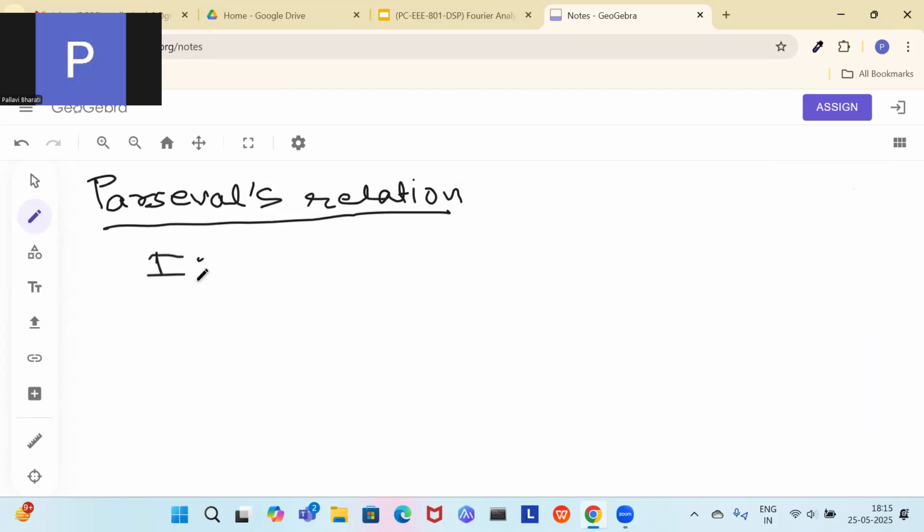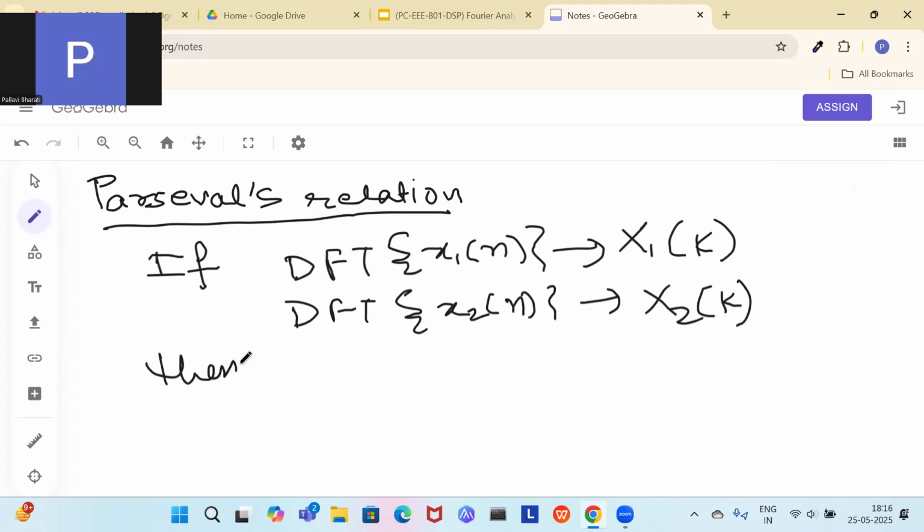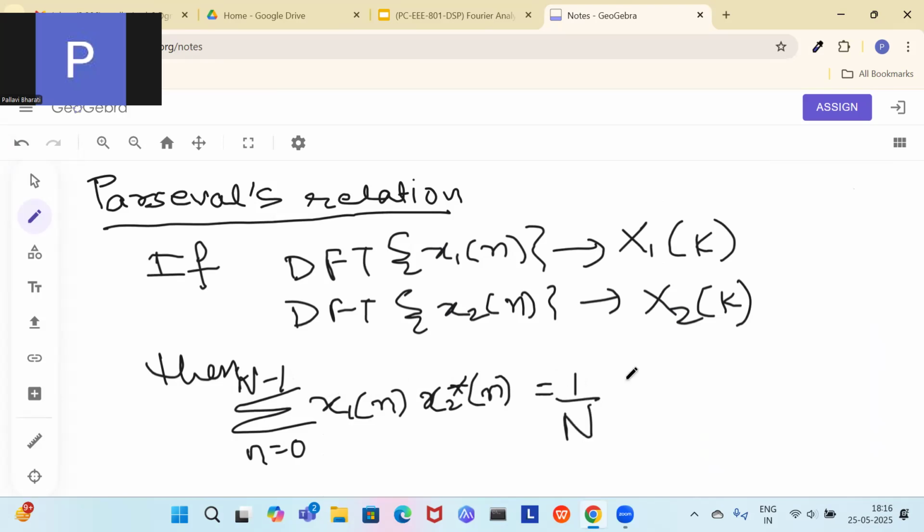In the same way, if the DFT of x1n is x1k and the DFT of x2n is x2k, then by Parseval's relation, summation n equals 0 to capital N minus 1 of x1n into x2 star n is equal to 1 by N summation k equals 0 to capital N minus 1 of x1k into x2 conjugate k.